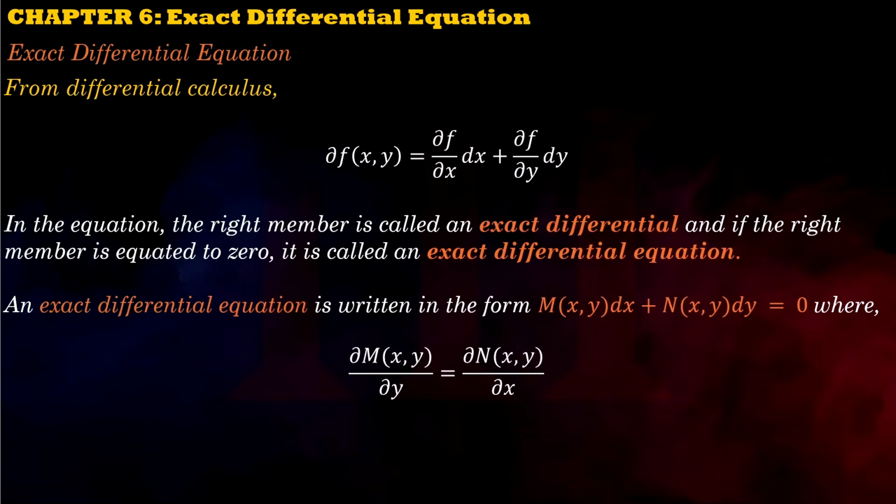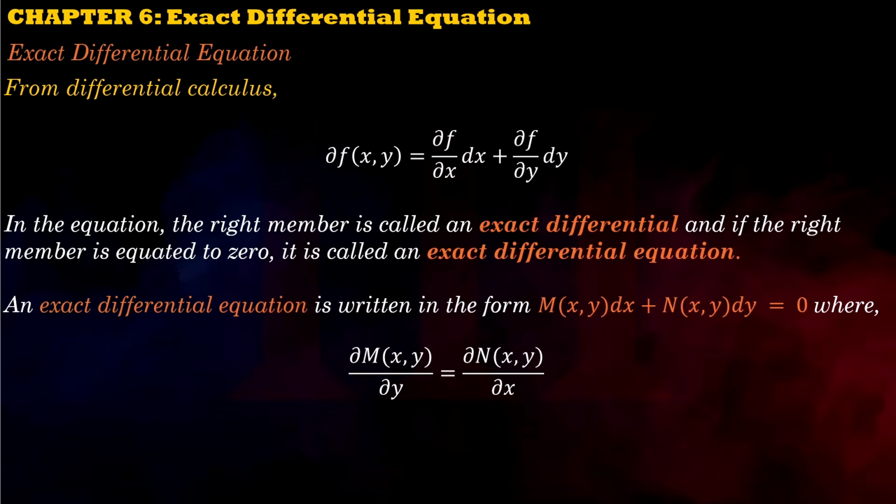So let us recall from our differential calculus. We all know that the total differential of the function f of x and y is equal to the partial derivative of f with respect to x dx plus the partial derivative of f with respect to y dy. In this equation, the right member is called the exact differential. And if the right member is equated to zero, it is called an exact differential equation.